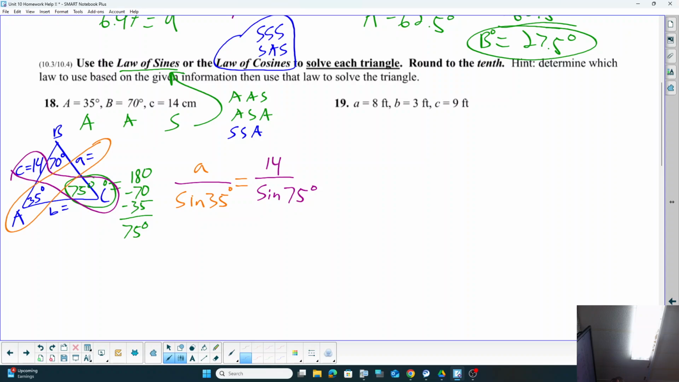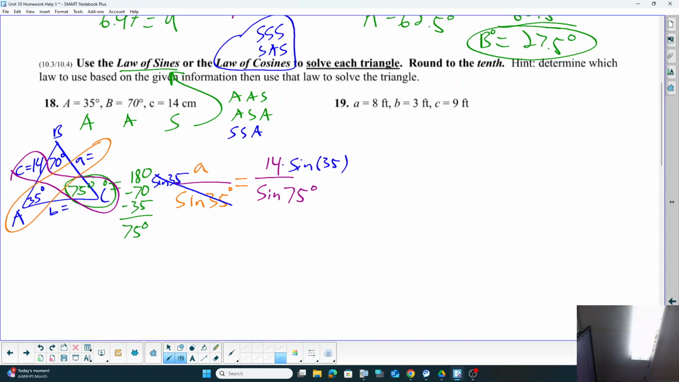Now solve for a. That's easy. We're just going to have to solve for a. So we're going to multiply sine 35 over to the other side, so you don't make a mistake. Go ahead and multiply to the other side.